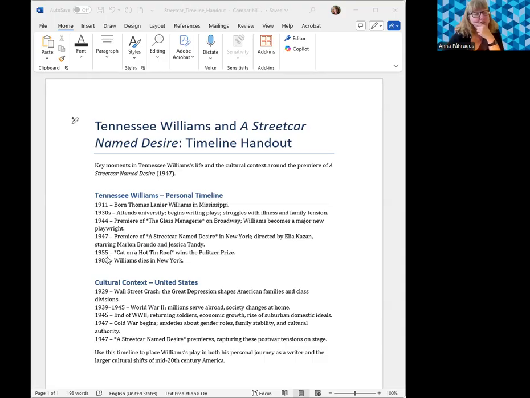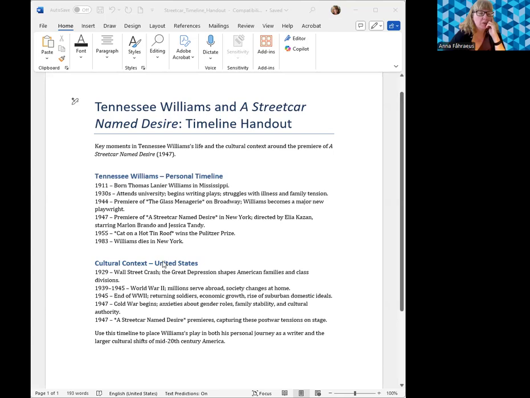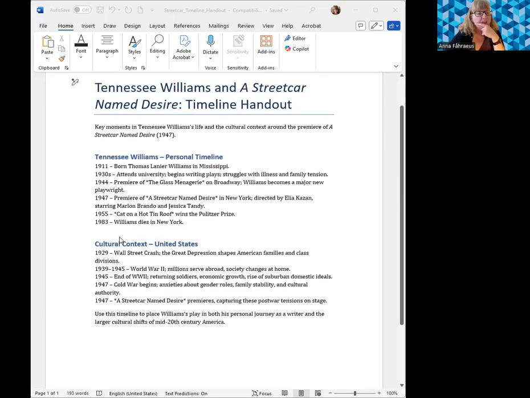And then 1955, he does Cat on a Hot Tin Roof and wins the Pulitzer Prize. And in 1983, he died in New York. So that is 40 years ago now. But he was alive for most of that century.